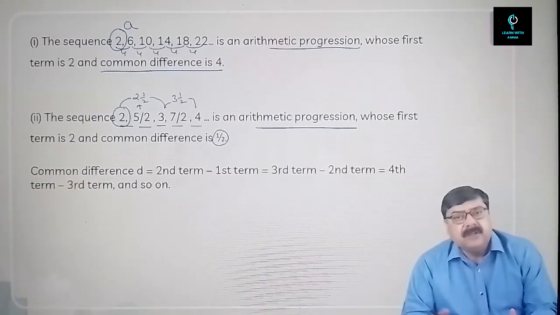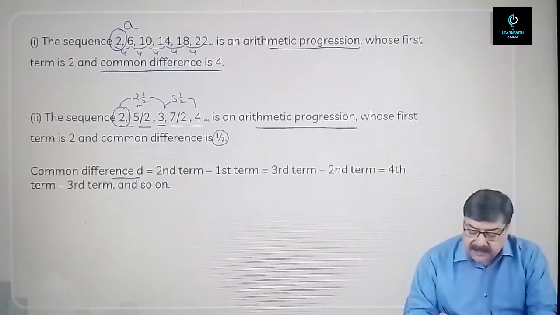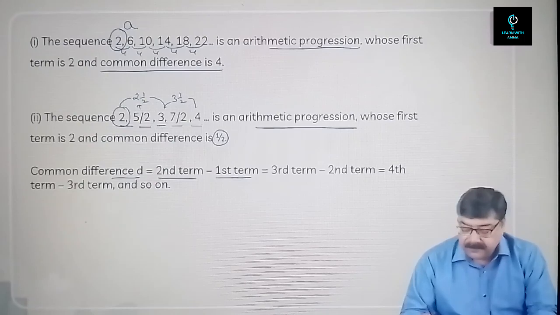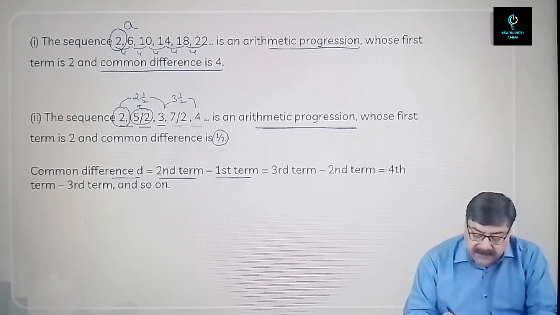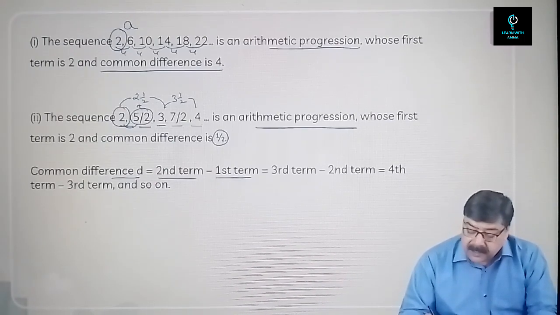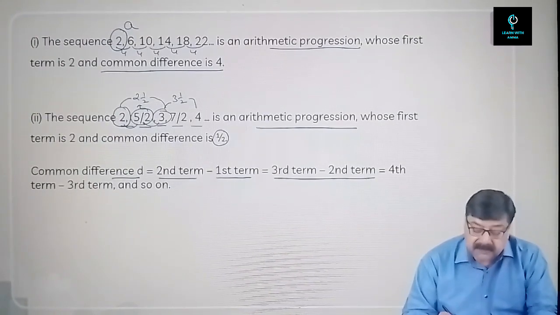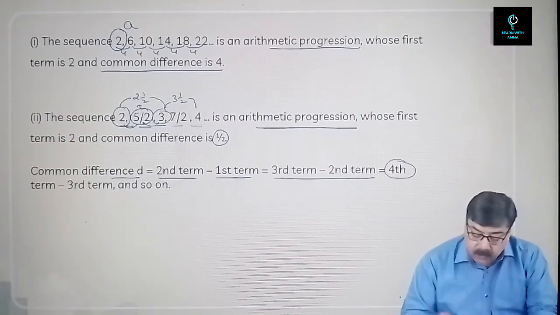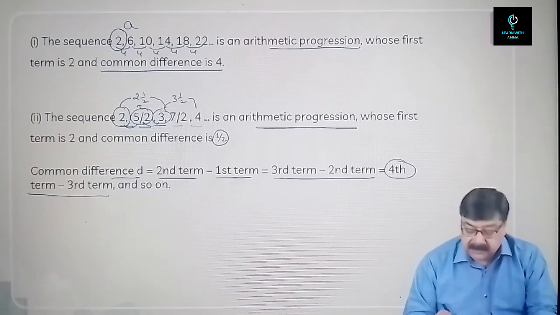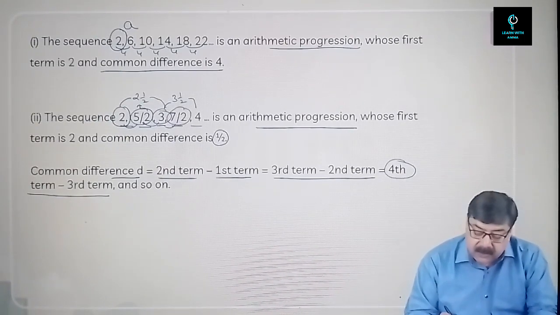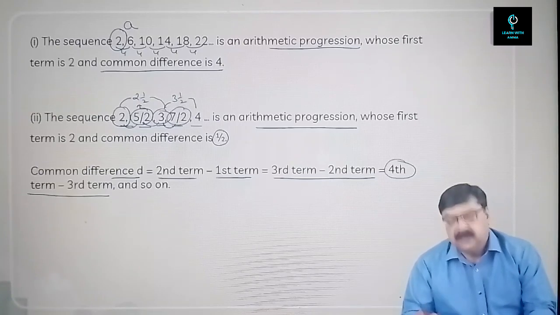So how do you find out this common difference? Well, common difference D is second term minus first term. That is, in this case, 5 by 2 minus 2. Third term minus second term, that is, in this case, 3 minus 5 by 2. And fourth term minus third term, that is, in this case, 7 by 2 minus 3, and so on.